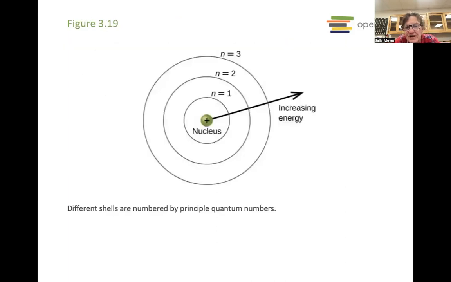This is just a picture of that. In the Bohr model, we knew as you increased energy, you were moving the electron further from the nucleus, and each of those levels was labeled with an N value, and that's what this is showing. You could stop at any of those orbits and you'd be in a different energy level, and its principal quantum number N would be different.